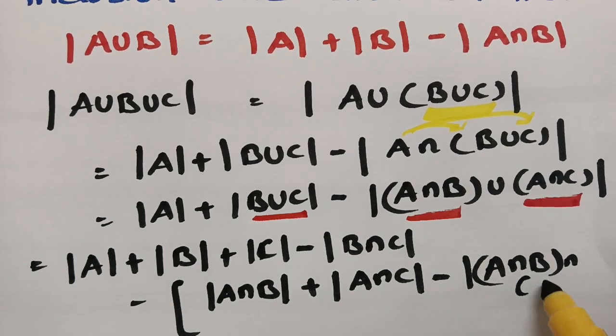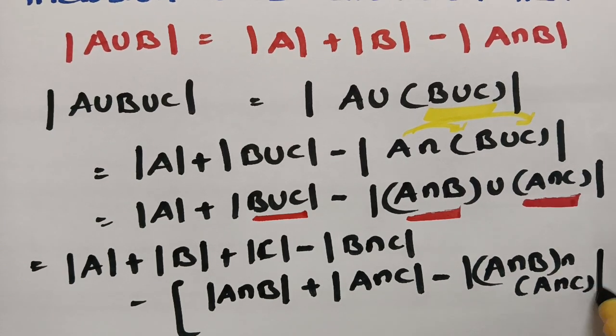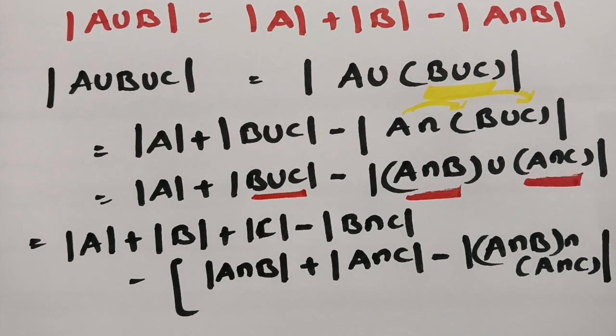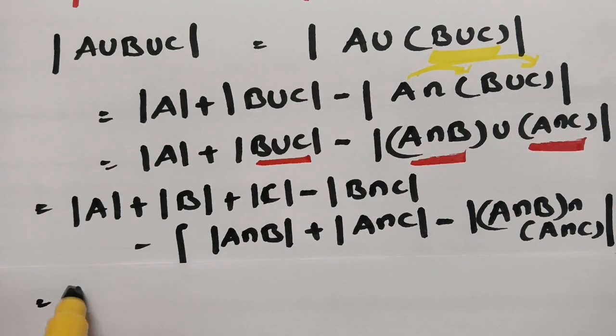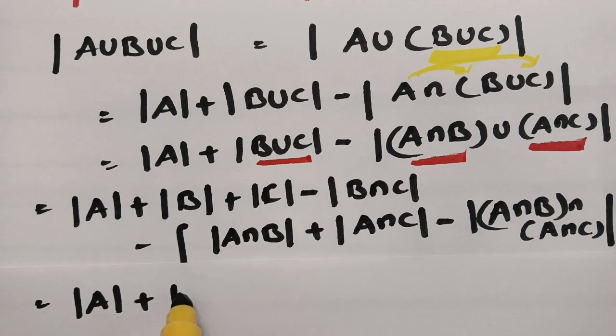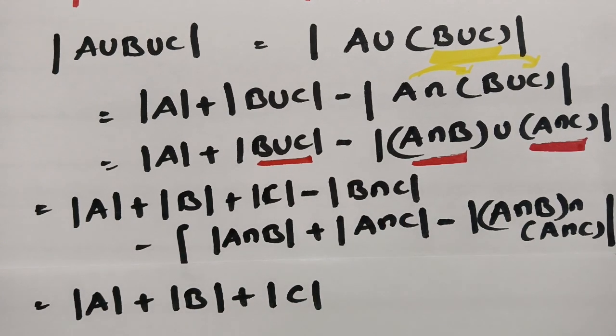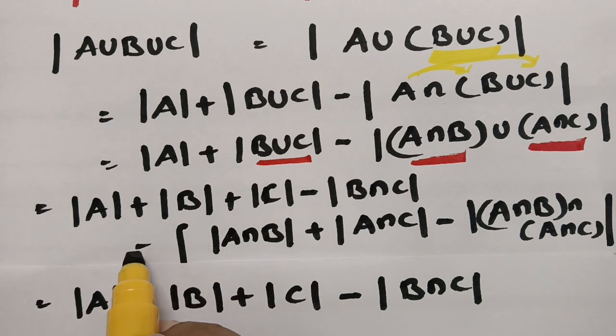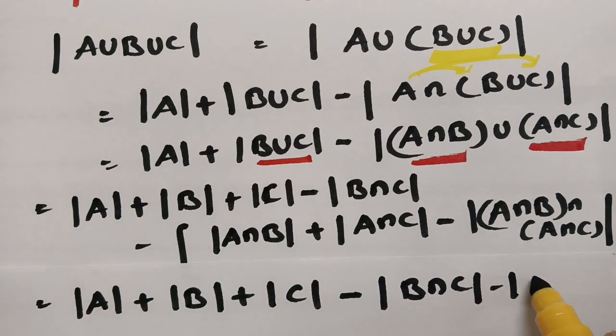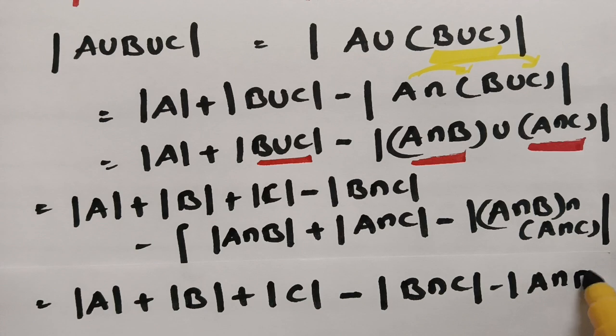This is intersection A, intersection C. Clear? And now if I write it here as this one. So this is the number of elements in A plus the number of elements in B plus the number of elements in C. And C, this will be the number of elements in C minus the number of elements in B intersection C. And if I send this minus inside, this will be the number of elements in A intersection B.